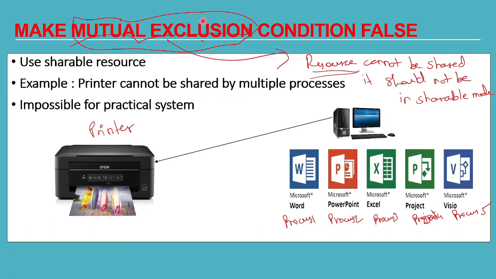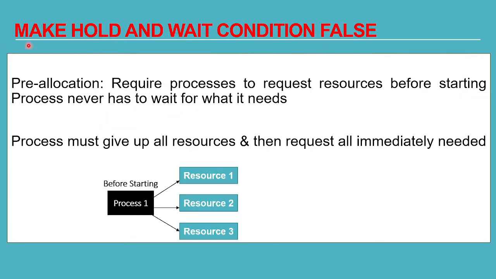So the mutual exclusion condition you cannot make false. It will occur only because some resources like printers and tape drives cannot be shared. So it is impossible for a practical system to make the mutual exclusion condition false. Next is the hold and wait condition. We have to make it false.